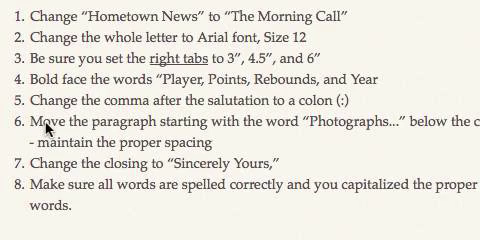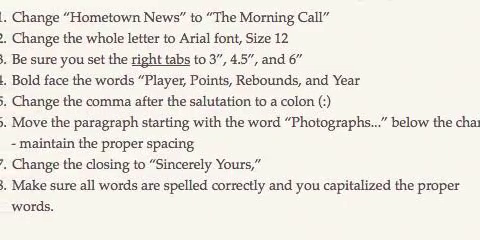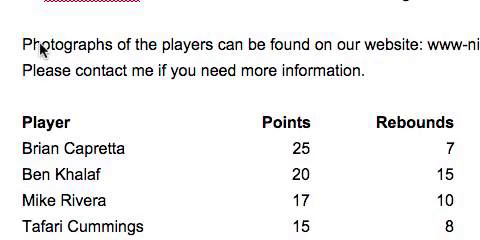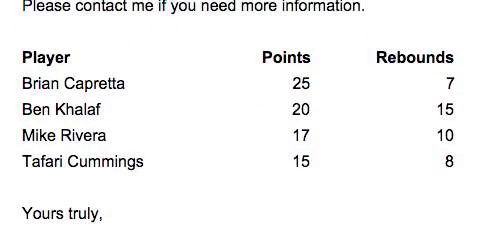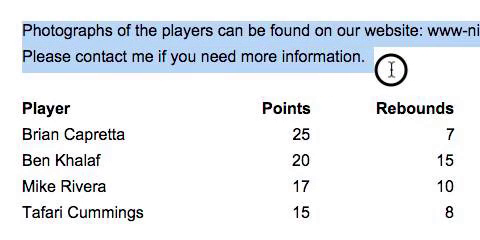On to number 6. Move the paragraph starting with the word photographs below the chart, below the table that I made there with the tabs. But maintain the proper spacing. That's important. So let's check out how. Back over here, I identify the paragraph that says photographs of players can be found. Okay, and now I need to put it underneath the table under here. But then I have to adjust my spacing to make sure that it is correct. So here's what I'm going to do. I'm going to start off on the left-hand side of photographs, and I'm going to click down and across till I select the entire paragraph, starting with the word photographs.